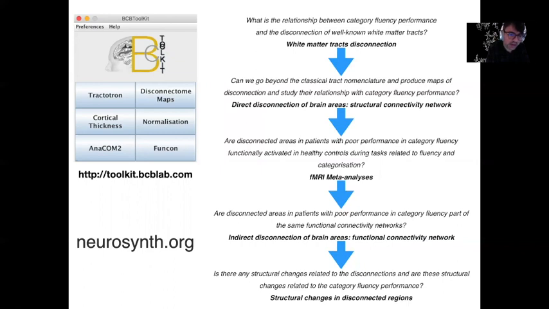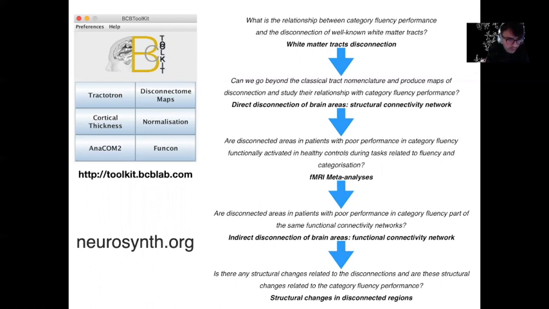Then we will try to go beyond classical tract nomenclature. We'll look at the direct disconnection of brain areas to show the structural connectivity network, or structural disconnectivity network. To do that, we'll produce maps of disconnection and study their relationship with category fluency performance in patients with brain lesions.